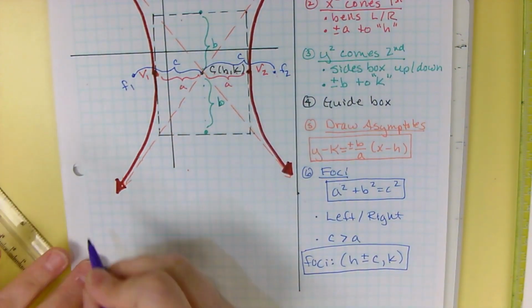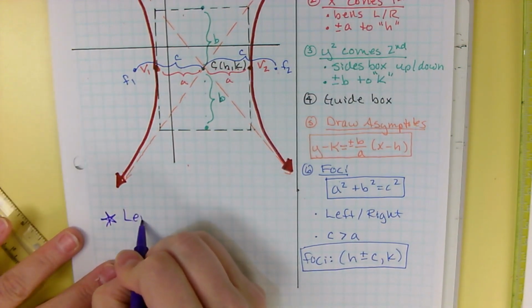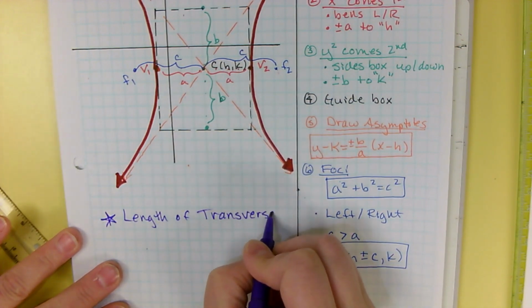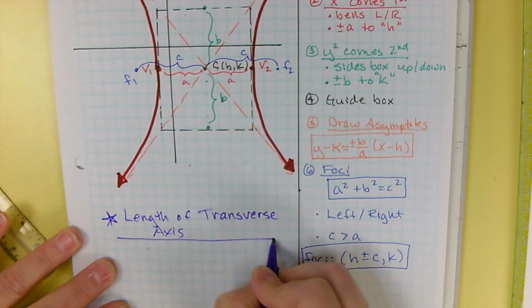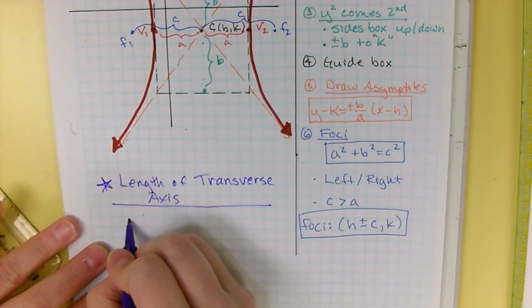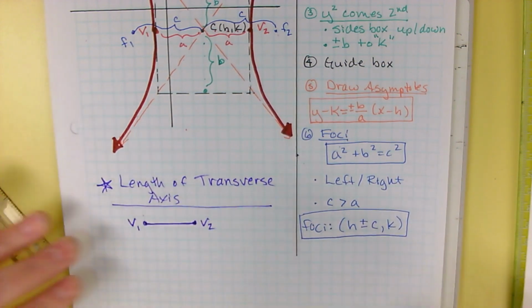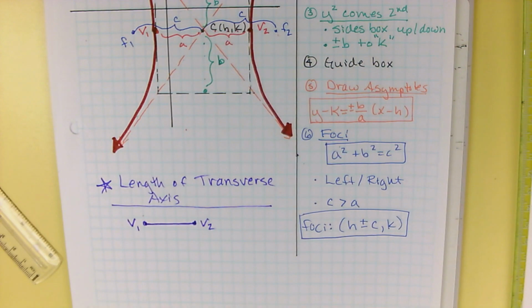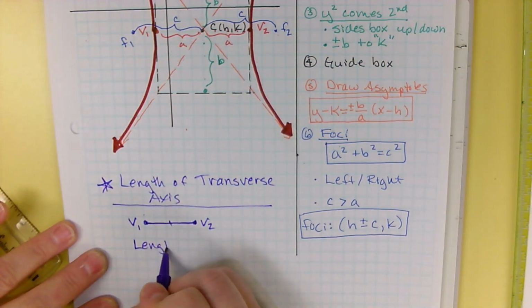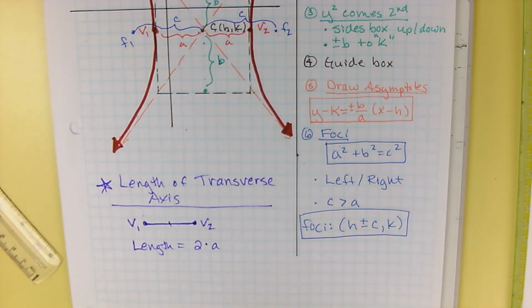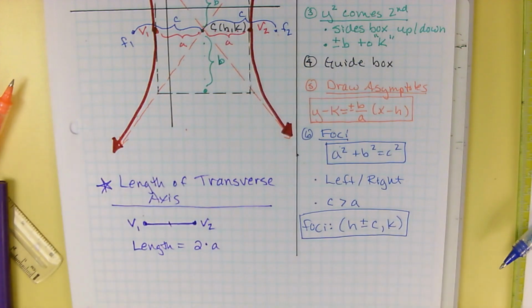Okay, one kind of random question that sometimes they throw in there is they want to know the length of the transverse axis. So your transverse axis goes from vertex 1 to vertex 2, whether it's vertical or horizontal. From vertex to vertex is your transverse axis. And since you start in the center and you go A to the right and A to the left, its length will be 2 times A because you have an A and then another A. So I'm throwing that one in there because that's a question you might actually see later.